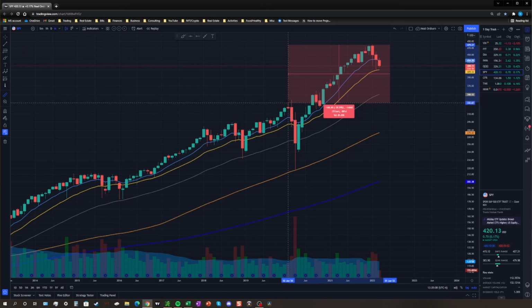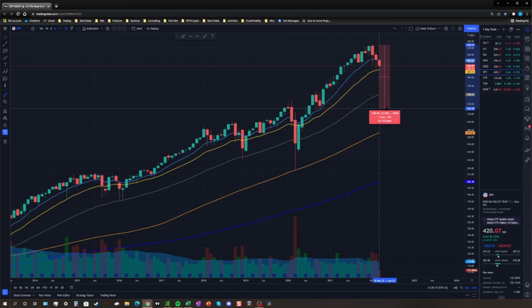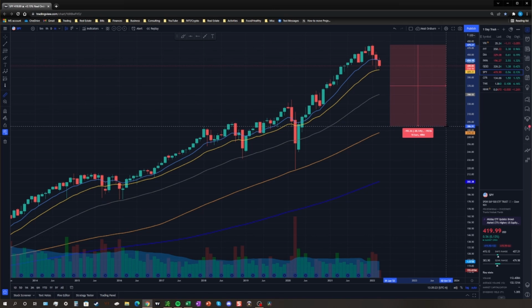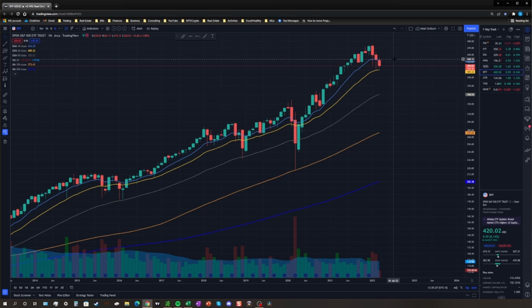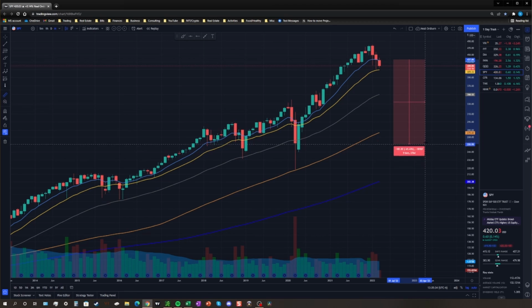Because if we pull back to the pre-COVID high, well, that's a 30% pullback. I do think we'll go a little bit lower. 40% pullback from the all-time high would be all the way back down to about right here. So that would be about a 40% pullback from the all-time high. If you pulled back 40% from where we just closed February, 40% pullback would be all the way back down to about 261-ish. And I don't know if we get back that low.